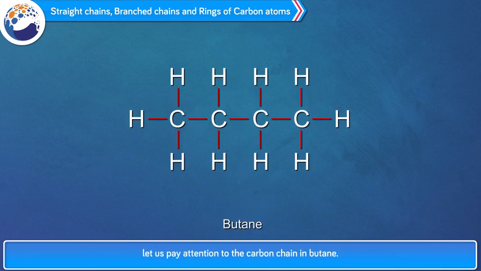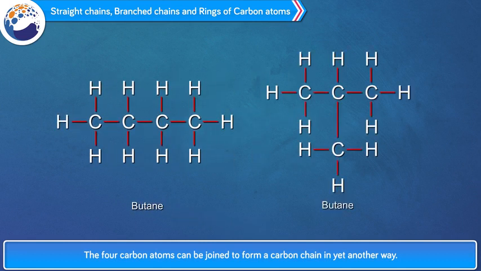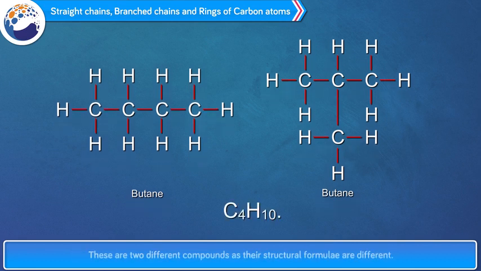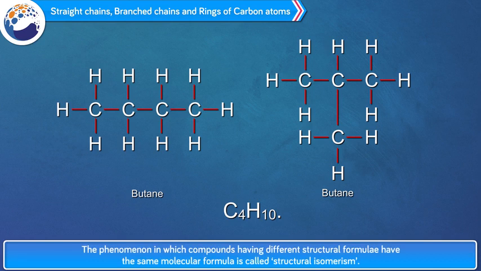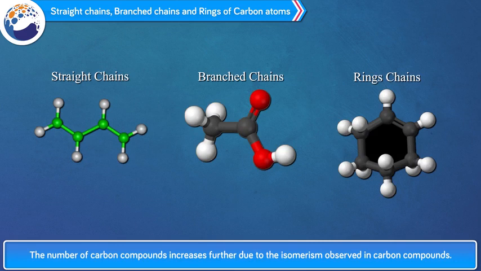Let us pay attention to the carbon chain in butane. The 4 carbon atoms can be joined to form a carbon chain in yet another way. The molecular formula of both these structural formulae is the same, which is C4H10. These are 2 different compounds as their structural formulae are different. The phenomenon in which compounds having different structural formulae have the same molecular formula is called structural isomerism. The number of carbon compounds increases further due to the isomerism observed in carbon compounds.